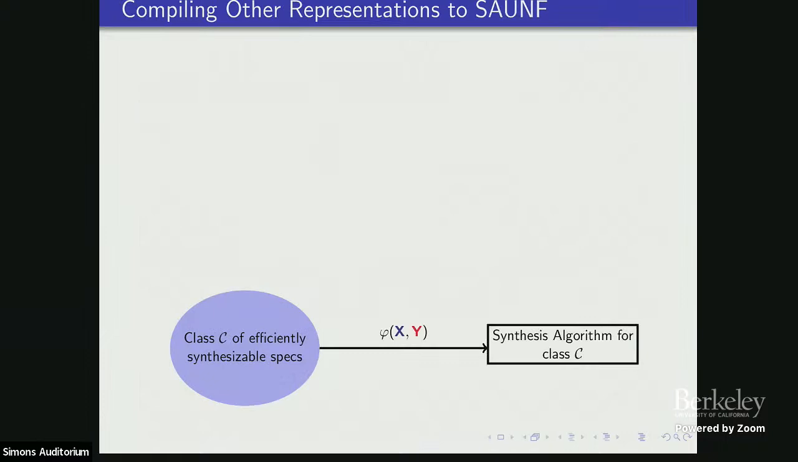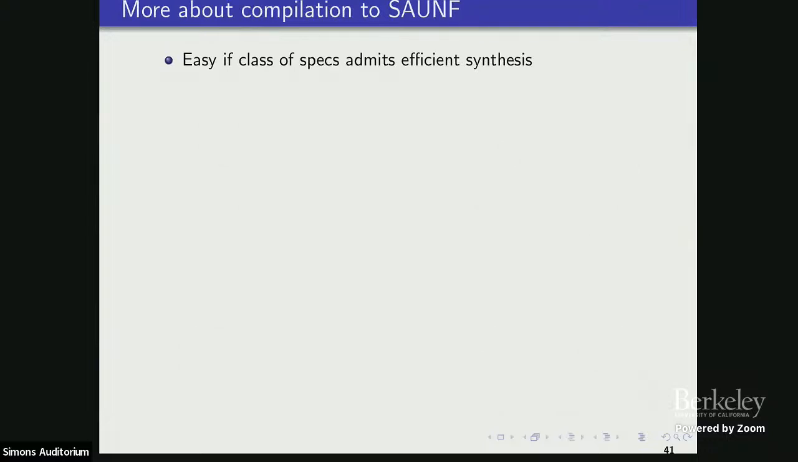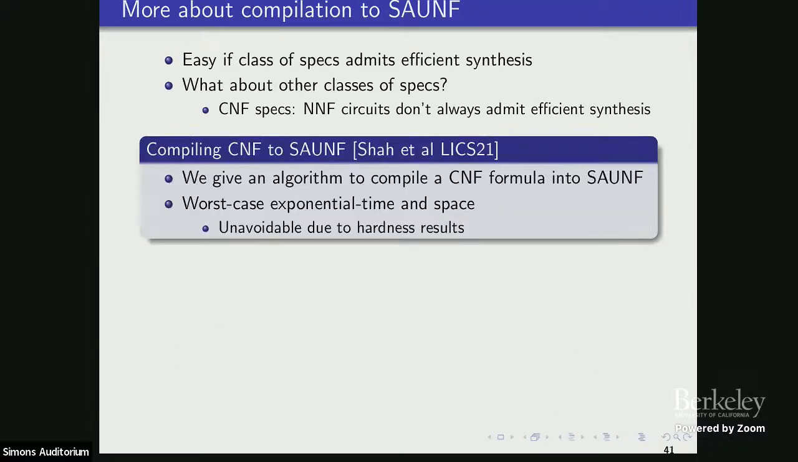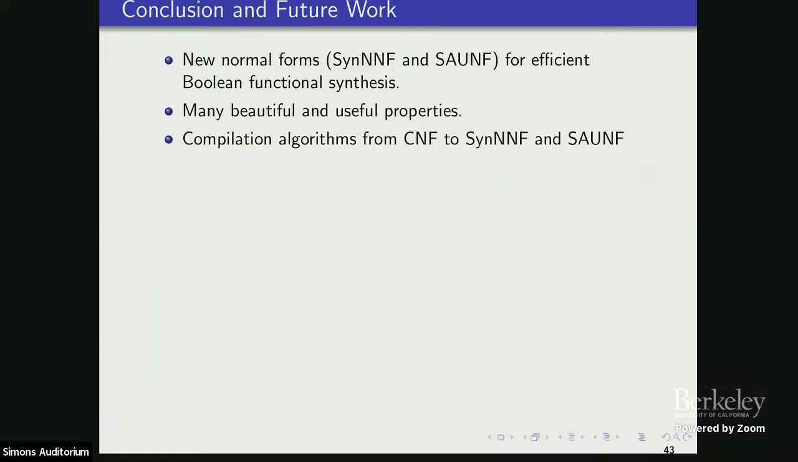Then there is a simple way of transforming a class C of efficiently synthesizable specifications to this form by actually synthesizing. I mean, this is of course just an existential proof. This should not be the actual compilation algorithm: if it is efficiently synthesizable, I can synthesize it, and then I can use the Skolem functions to transform it into this form. Okay. And then I guess we also have a compiler for compiling to this more general, necessary and sufficient form. But that compiler is much less efficient.